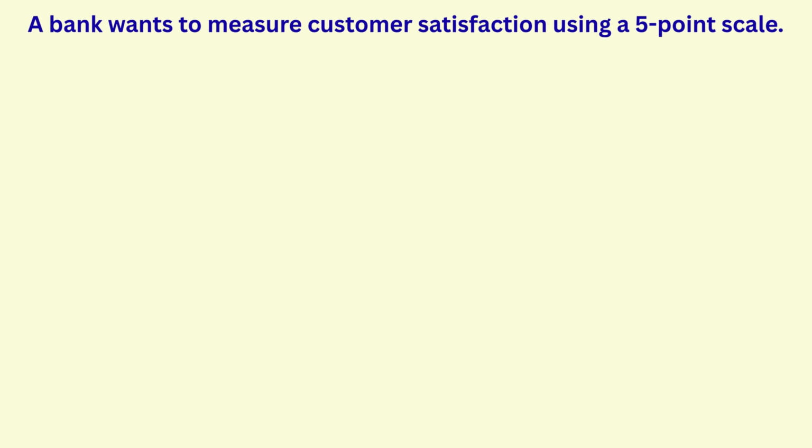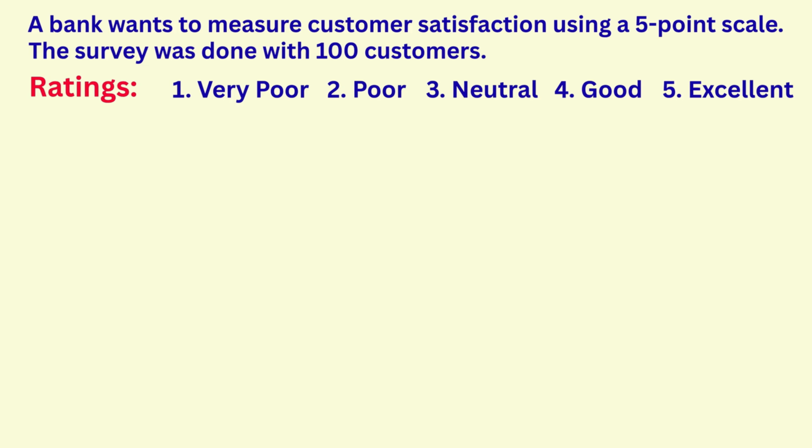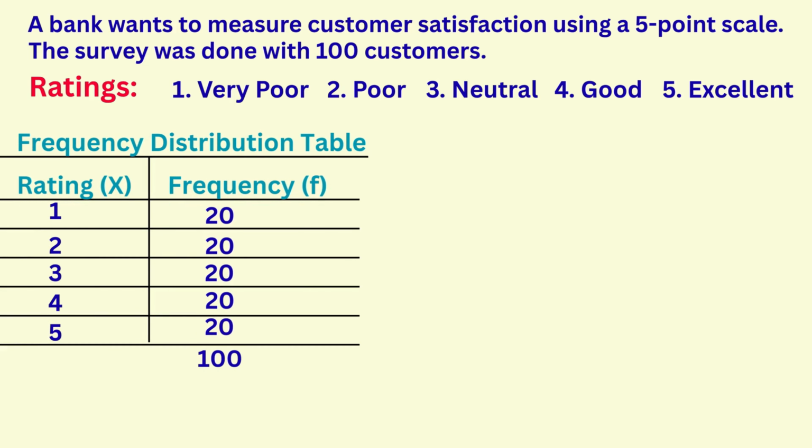Let's move beyond games. Let's say a bank wants to measure customer satisfaction using a 5-point scale: 1, very poor; 2, poor; 3, neutral; 4, good; 5, excellent. The survey was done with 100 customers, and guess what? The responses were evenly split. Each rating was given by exactly 20 people. That means every rating from 1 to 5 had the same frequency.